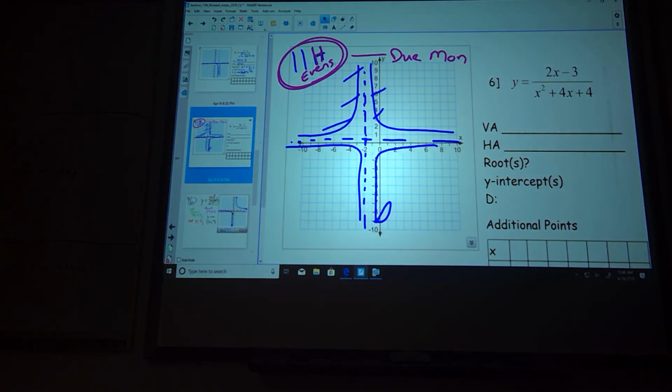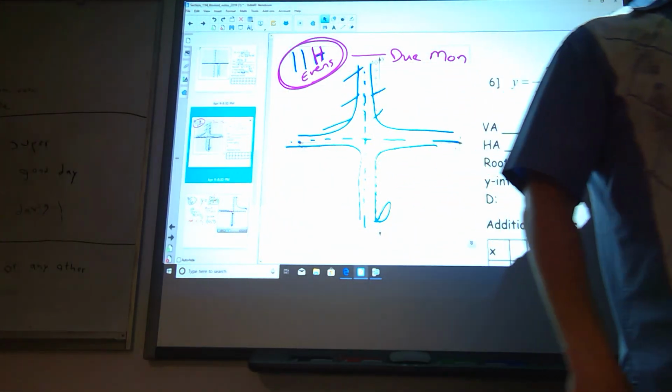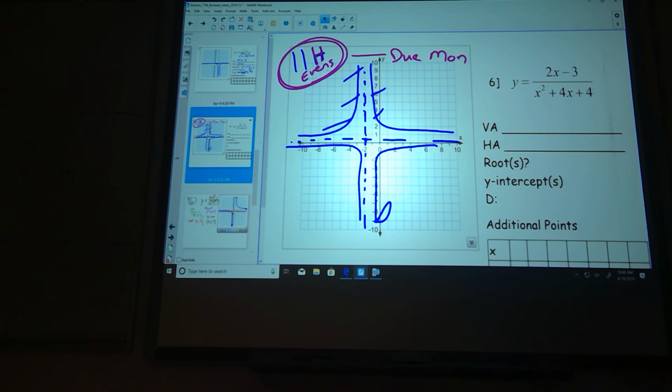If you're all caught up because you're a rock star, you can do the Schoology review for the rational functions. If you already have done that, then heck, let's jump on that last capstone.